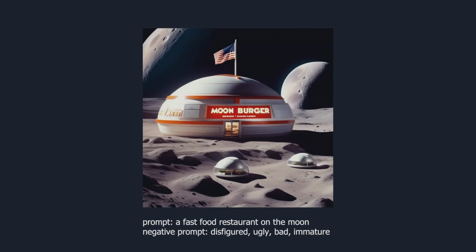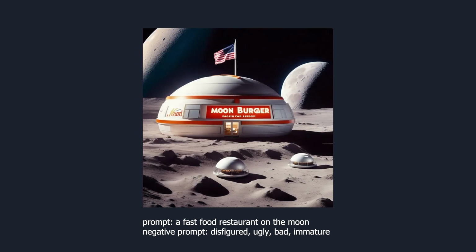You should also play around with negative prompts. If you have a prompt saying a fast food restaurant on the moon, you can do the negative prompt disfigured, ugly, bad. This is what you get with the base model, and this is what you get with the base slash refiner. You can see the shadows are a lot better.